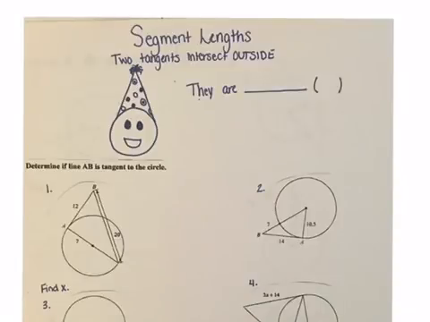The last type of segments we're going to look at is two tangents that intersect outside the circle. They are congruent. If you think about a party hat, in order for the hat to stay on the head, the sides have to be congruent. So we're going to look at a couple of problems.